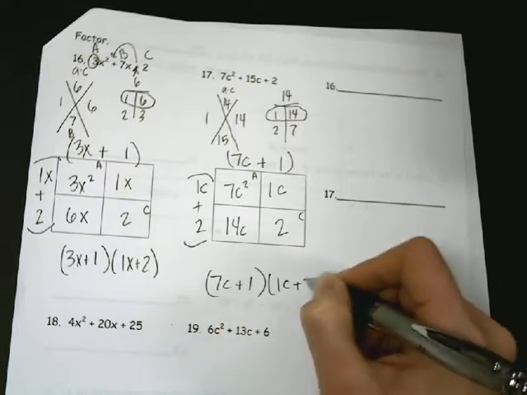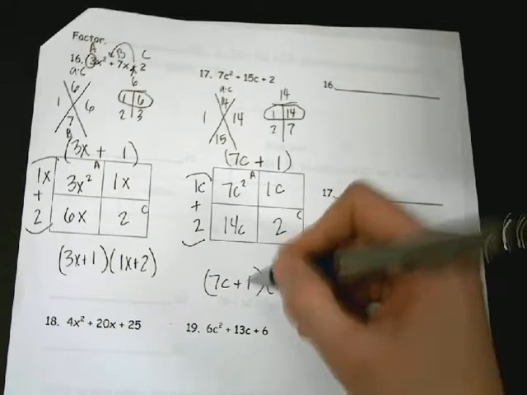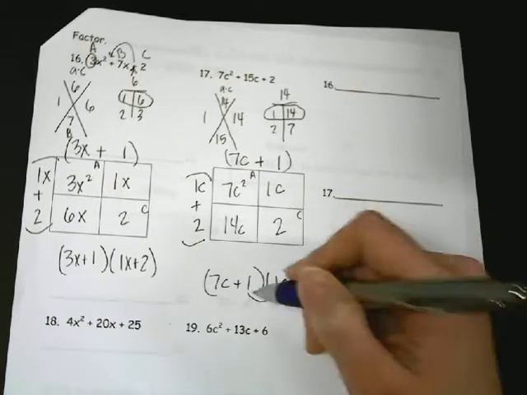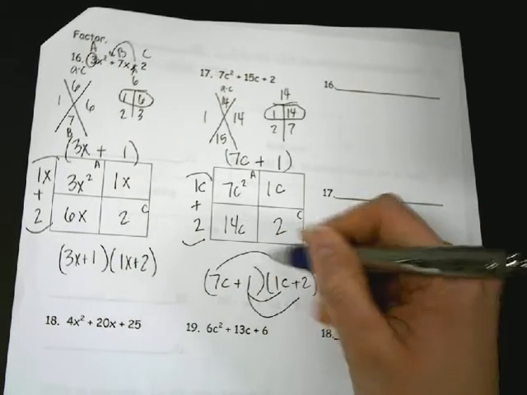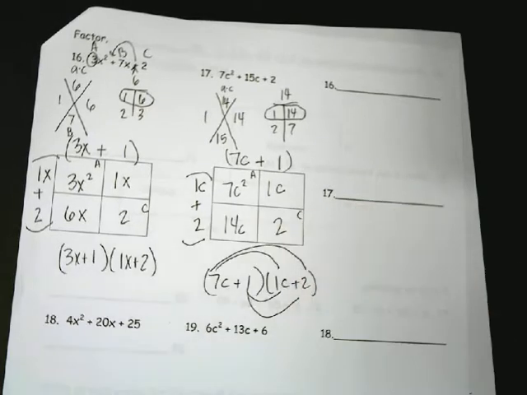And you can always FOIL to check here. 7c times 1c is 7c squared. 7c times 2 is 14c. 1 times 1c is 1c. 1 times 2 is 2. And when you combine those like terms, you will get that original answer. FOILing to check is always a great thing.